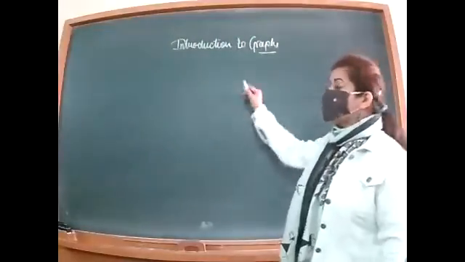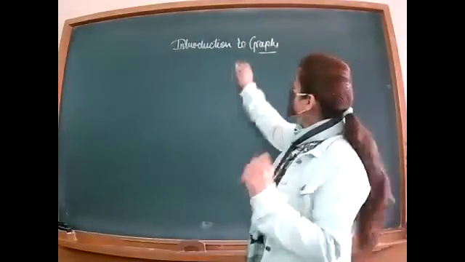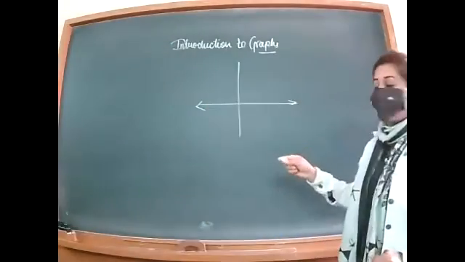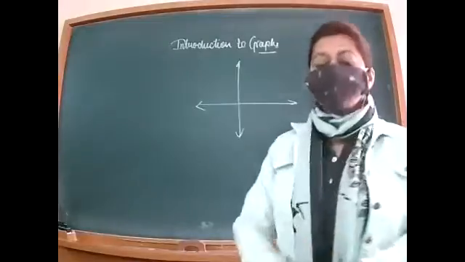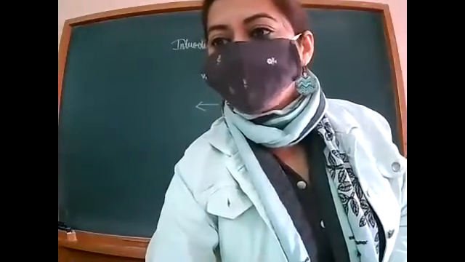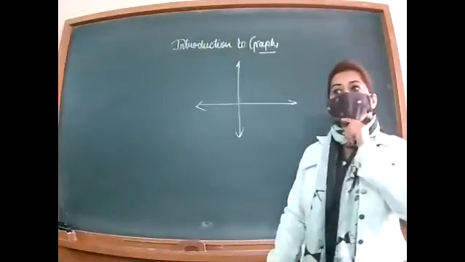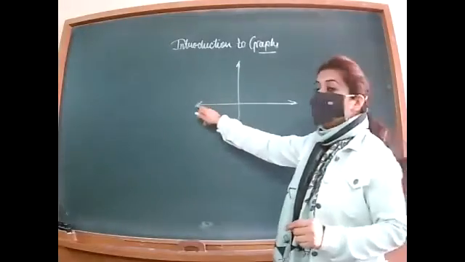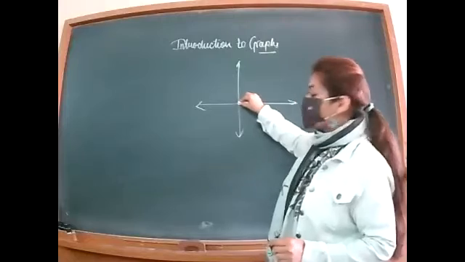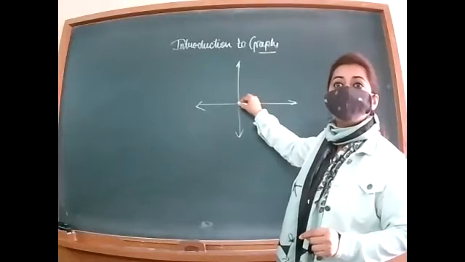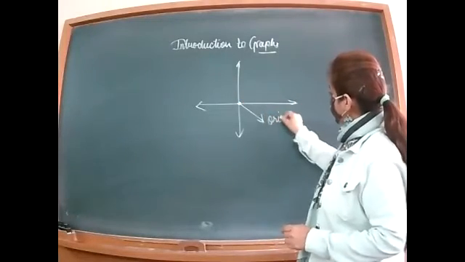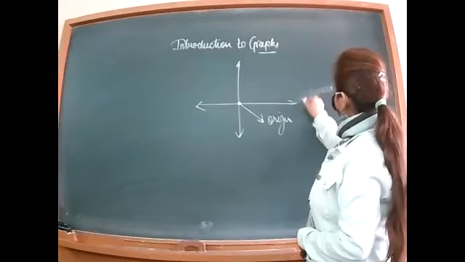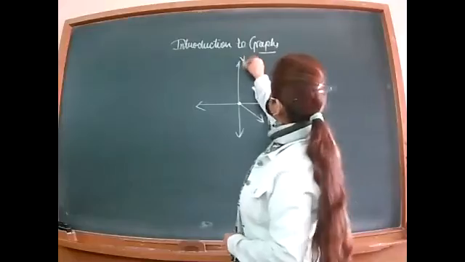Okay, let's start with the revision of introduction to graph. Firstly, if you draw these two lines, this horizontal line is called x-axis and vertical line is called y-axis. This point of intersection of x-axis and y-axis is called origin. Horizontal axis is your x-axis, vertical axis is called y-axis.